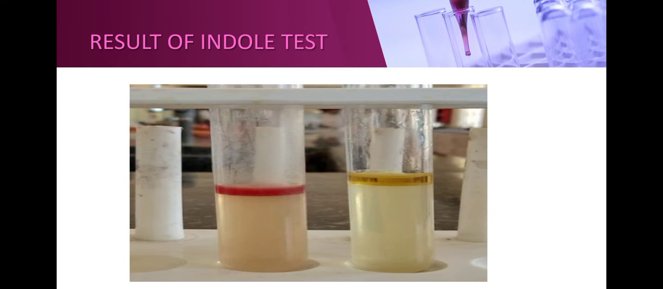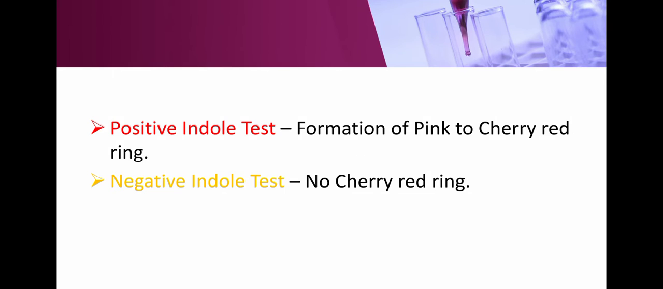Result of the indole test. A positive indole test will show a red color ring at the top of the tryptophan broth. No red color ring formation is a negative result for the indole test. Positive indole test: formation of a pink to cherry red ring. Negative indole test: no cherry red ring.